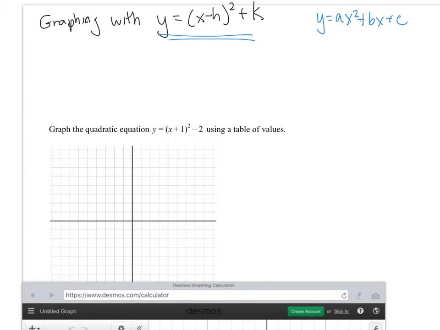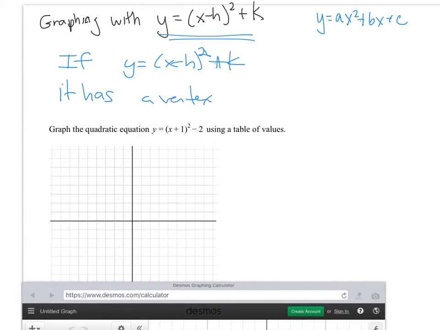Well, the nice thing about this, and why we call it vertex form, is that if you have y equals (x minus h) squared plus k, then it has a vertex automatically of h and k. So you can find the vertex really easily if it's in this form. And if you notice, the h is always the opposite of what's after the x sign. So if it's a plus, the actual value will become minus. If it's minus, it actually will become plus.